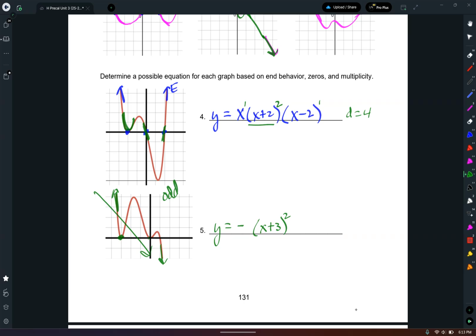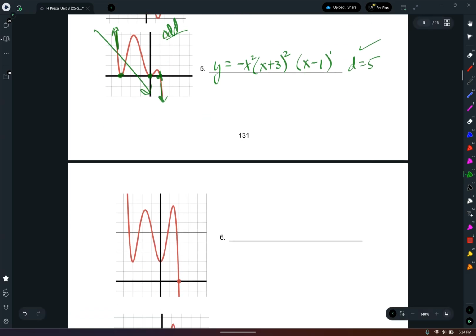Okay, let's go to the next one. I've got a 0 at 0, so I know I need a common factor with an x. And again, since it bounces, that x has to have an even exponent. And then I have one more 0 right here at x equals 1, so I need a factor of x minus 1. And since that one passes through and it doesn't bounce off, that would be an odd exponent. So notice my overall degree, 2, 4, and 1 is 5. So my overall degree is 5, so that checks out to have an odd overall degree.